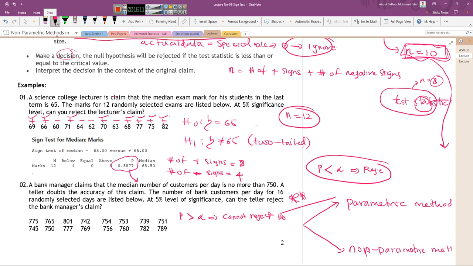For this question, what can we conclude? If we cannot reject our H naught, we accept it. So the lecturer's claim is correct. This is what we will statistically conclude. Now we will try to get our P value using our Minitab software. After that I will explain how you can do this by comparing our test statistic and critical value, right?